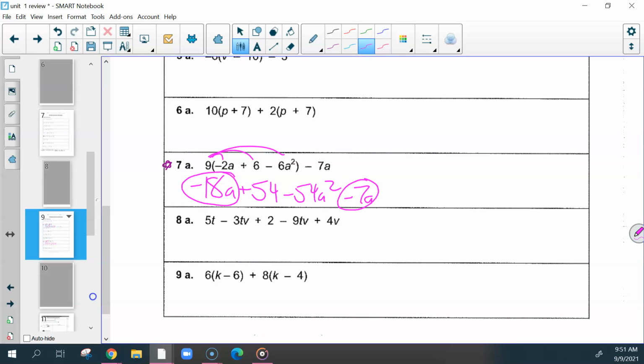So because those are our only like terms, I'm going to rearrange this and combine them at the same time. Remember that if you have a term with an exponent, that goes first. Negative 18 minus 7 would give us negative 25. And then I would put the 54 at the end.